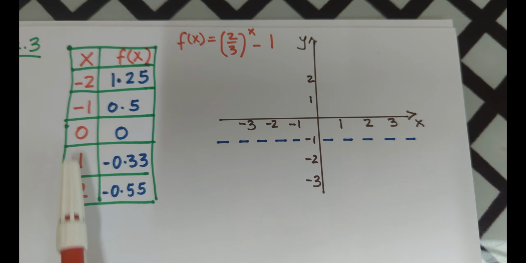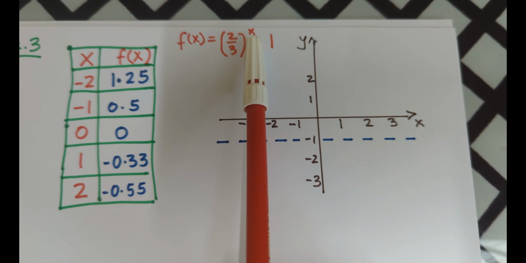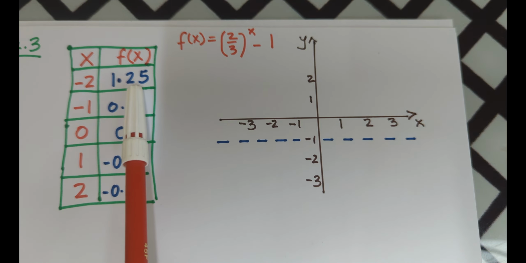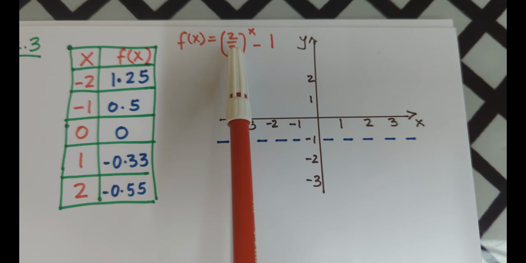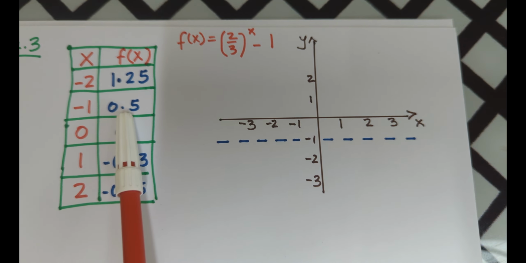You can choose any values of x that you wish to start from, and plugging in negative 2 where there is x will give us 1.25. Replacing x with negative 1, 2 over 3 to the power of negative 1 minus 1 will give us 0.5.